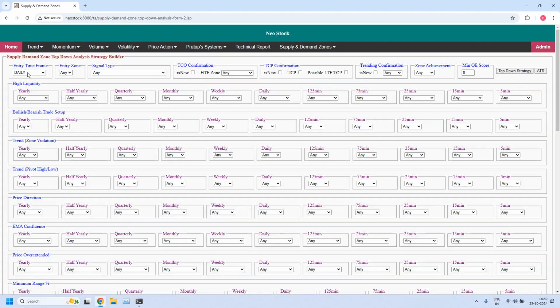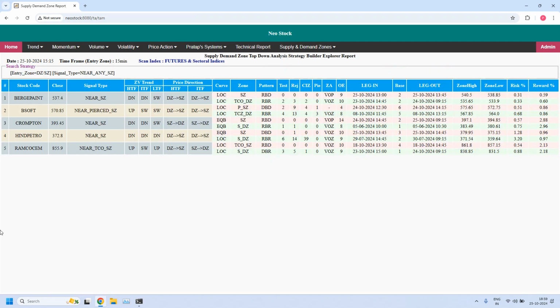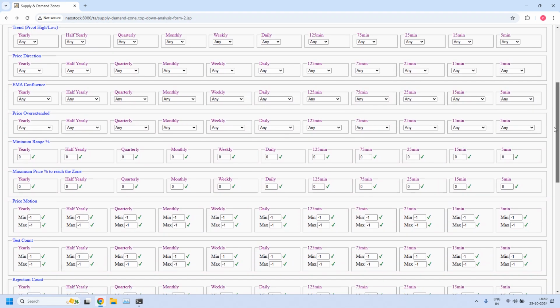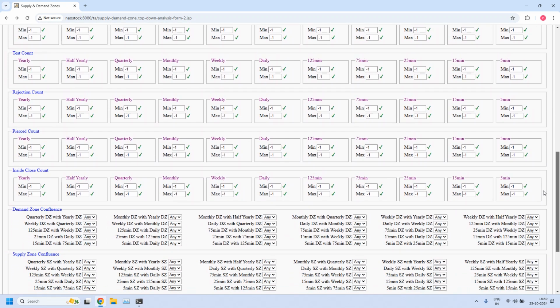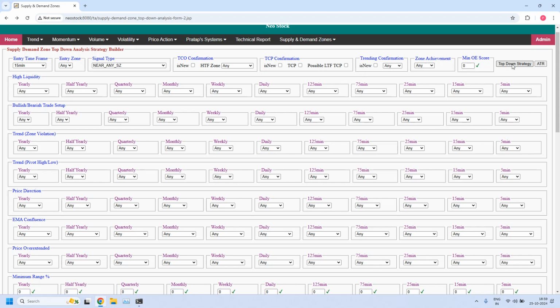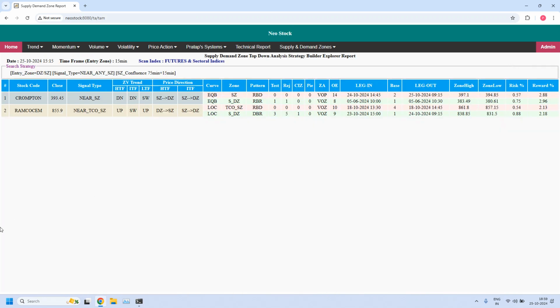Okay, next for 15 minutes time frame, let us find the stocks near 15 minute supply zone. 5 stocks are filtered. Let's verify if any of these 15 minute supply zones are having ITF confluence. That is 15 minute supply zone with 75 minute supply zone confluence. I am enabling that filter. Two stocks are filtered.